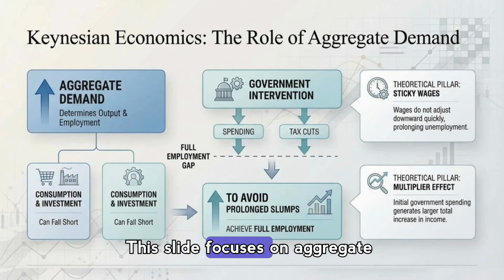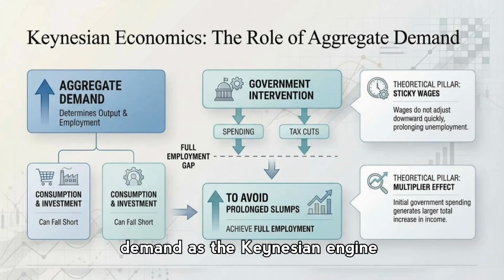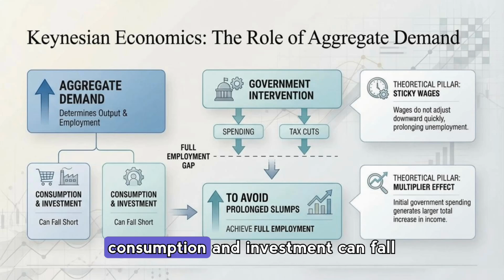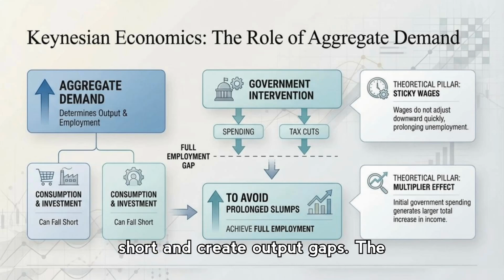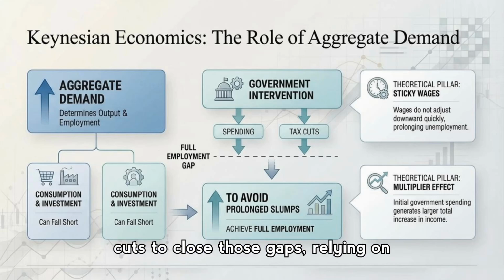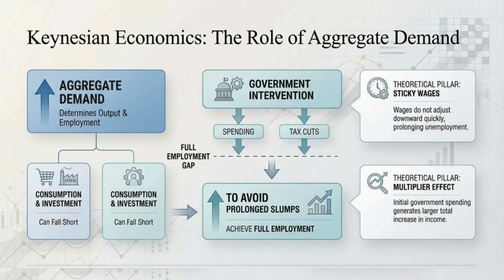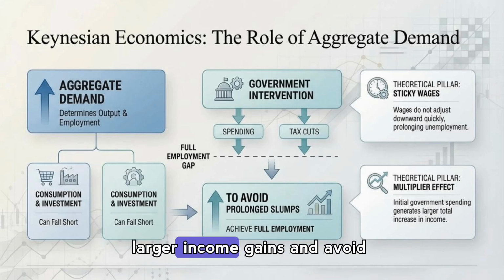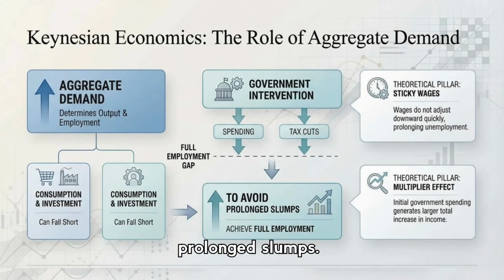This slide focuses on aggregate demand as the Keynesian engine that determines output and employment, showing how consumption and investment can fall short and create output gaps. The diagram highlights government intervention through spending or tax cuts to close those gaps, relying on sticky wages and the multiplier effect to turn initial stimulus into larger income gains and avoid prolonged slumps.